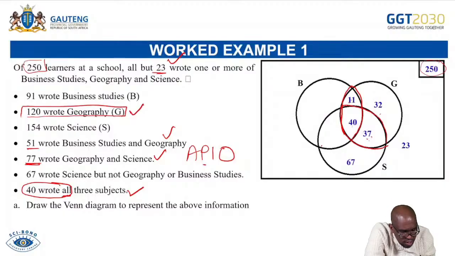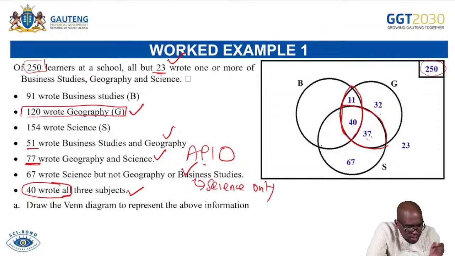So these ones, you can see that they wrote science only. This is science only, all right? Science only, because it says they wrote 67 wrote science, but not geography or business studies. So that is why we put that 67 unaltered there, all right? And then from there, we move on.